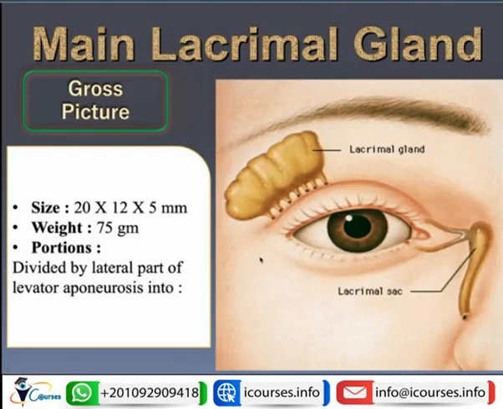Let's have a closer look at these components. First of all, the main lacrimal gland. So this is the main lacrimal gland. It's about 20 by 12 by 5 millimeters. So these are the dimensions of the lacrimal gland. It has a weight of 0.75 gram and is divided by the levator aponeurosis into an orbital part and a palpebral part.